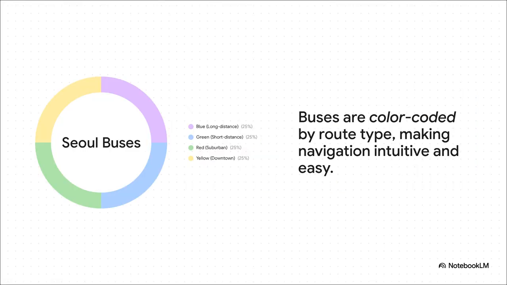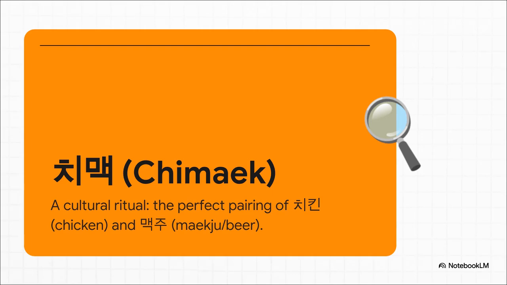And speaking of buses, Seoul has this amazing color-coded system that's just brilliant. You don't even have to be a language expert. You can get around just by looking at the colors. Blue buses take you on long-haul routes, green ones are for local stops, red goes to the suburbs, and yellow just loops the downtown area. So smart.